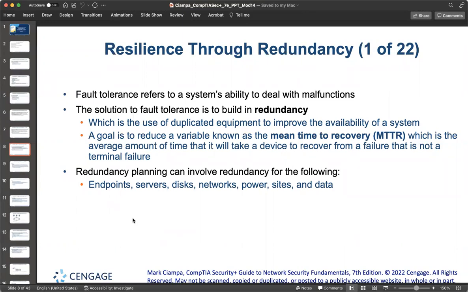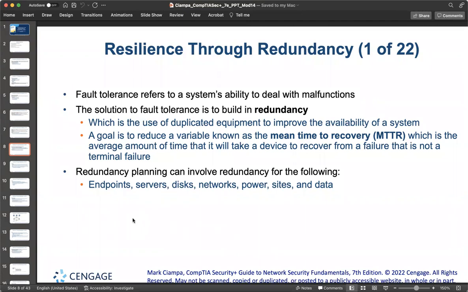The MTTR is the average amount of time that it will take a device to recover from a failure that is not a terminal failure. Let's say you need to restart a device to recover back to the operational state. The time that it takes for your device to be restarted, averaged out after multiple tries, is the MTTR time that you take into consideration.